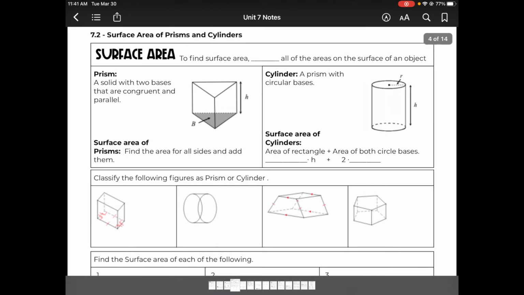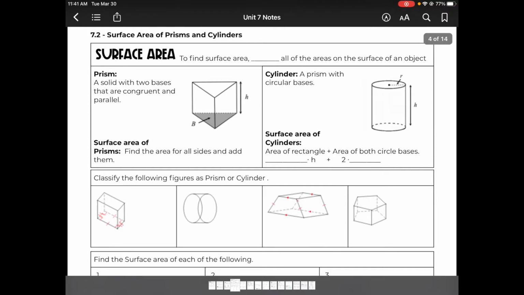In our lesson video today, we're going to be jumping into day 7.2, and we're going to be talking about surface area of prisms and cylinders. So this is some new information here. But the first new thing we're going to talk about is surface area. Surface area is used to find the area of all the surfaces on a three-dimensional figure.